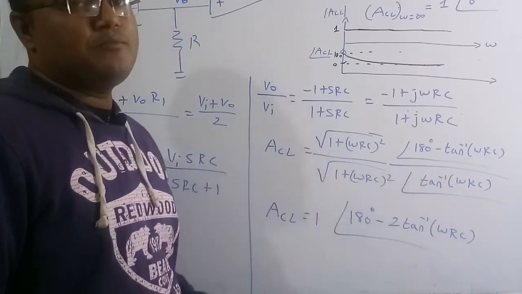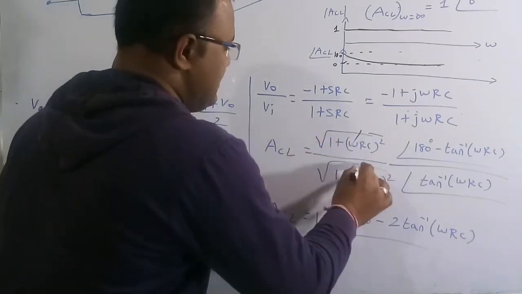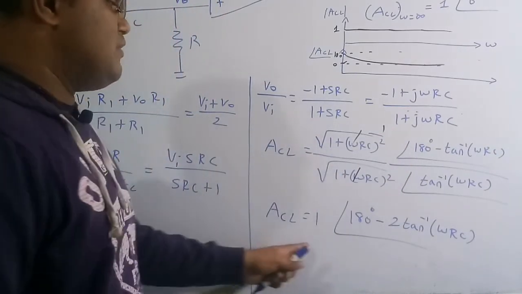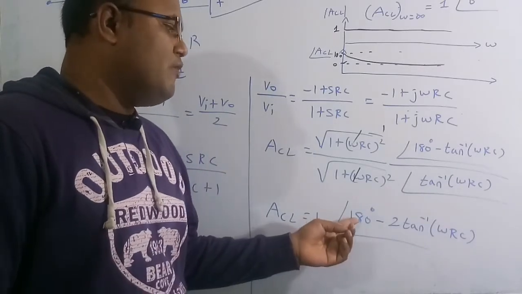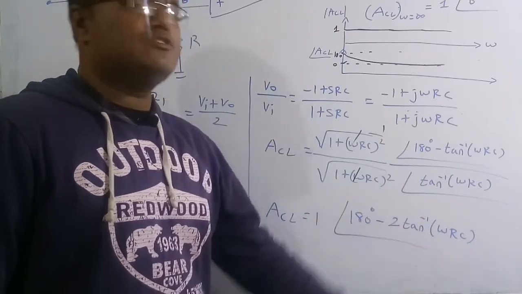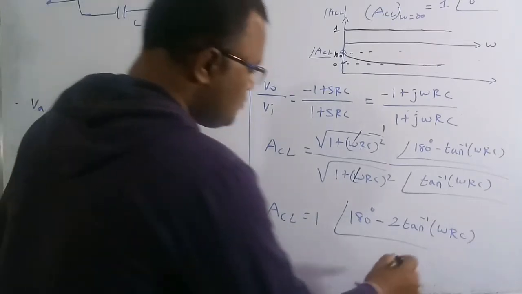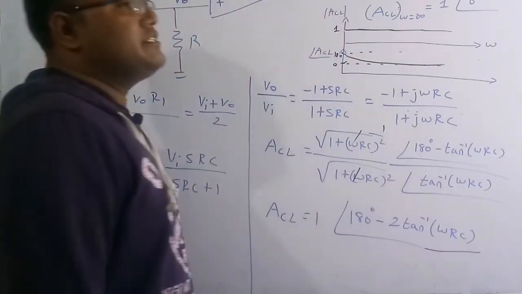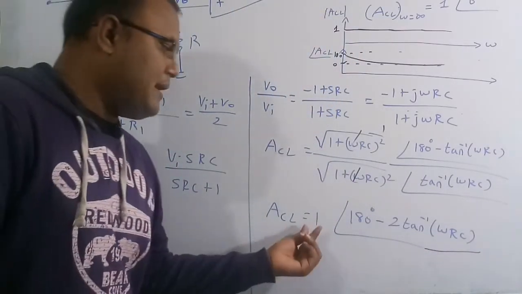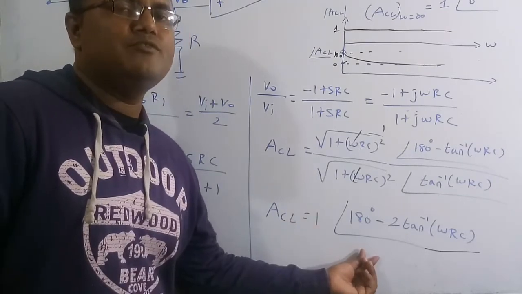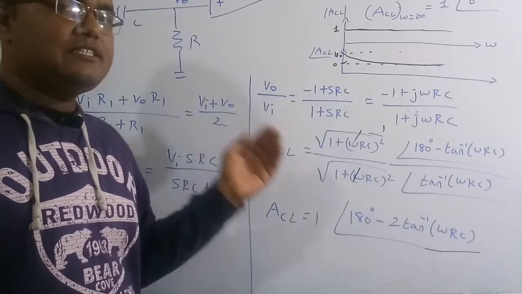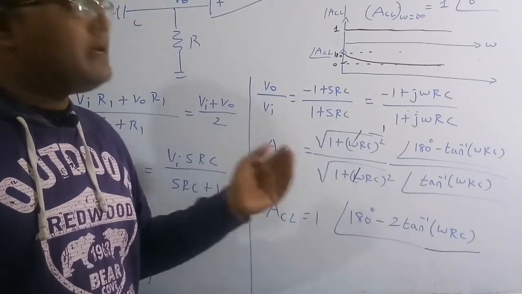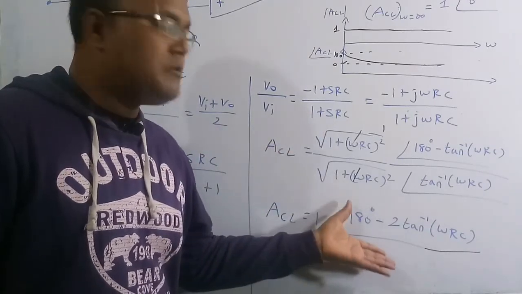So the magnitude parts are both equal. Now when divided, the value is 1. The 1 is at an angle, and since the denominator angle is subtracted, it becomes negative. So finally I am going to get 180 degrees minus 2 tan inverse of omega RC. This is the closed loop voltage gain of this circuit, meaning the magnitude value is still 1, but it only gives a phase shift. Whatever the input signal, it does not change the magnitude of the input signal, but it only adds some amount of phase.